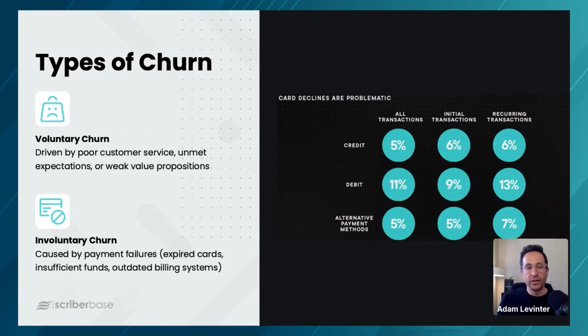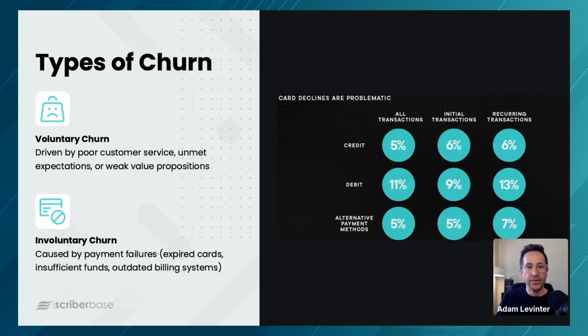But involuntary churn is a major contributor to a company's overall churn rate. And this happens when a lot of subscribers or members don't know that they're no longer active or no longer a part of their membership or subscription because their payment has failed. There's been a card decline.